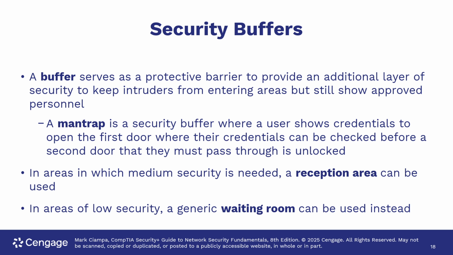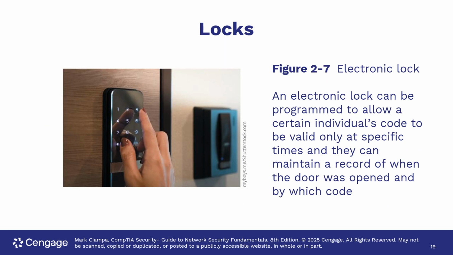In areas where you have medium security, you can have a reception area. If you go to a doctor's office and things like that, you have an outer area where people wait. If you have low security, you might have a generic waiting room that can be used instead. So here's an example of a lock. An electronic lock can be programmed to allow a certain individual code to be valid only at a specific time, and they can maintain a record of when the door was opened and by which code.